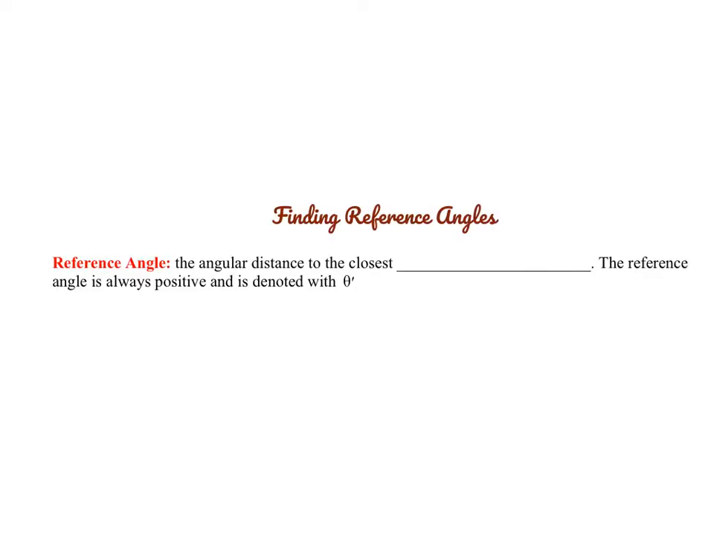All right, so today we're going to start by learning how to find what's called the reference angle. And our reference angle is going to be probably one of the most useful things we work with in trigonometry. It will help us evaluate any trig ratio from the unit circle that we come across. So a reference angle is the angular distance to the closest x-axis. It's always the distance to the closest x-axis, not the y-axis, it's always the x-axis. The reference angle we always consider to be positive, and you can denote it with theta prime. So that little tick mark, theta prime, that's how you show that it's the reference angle.